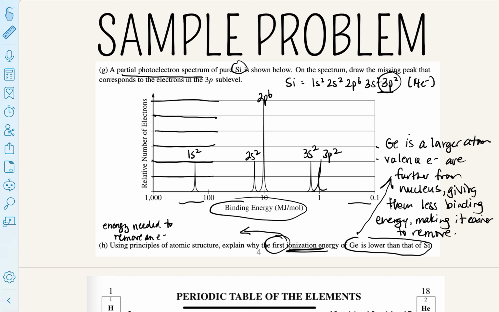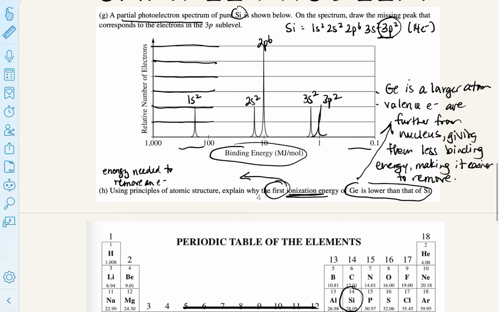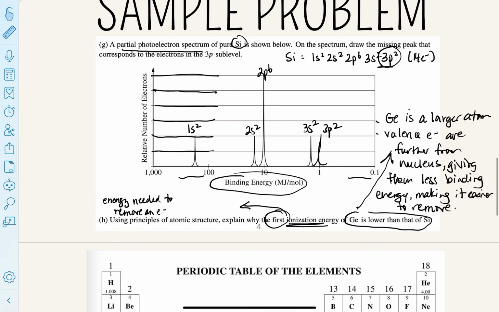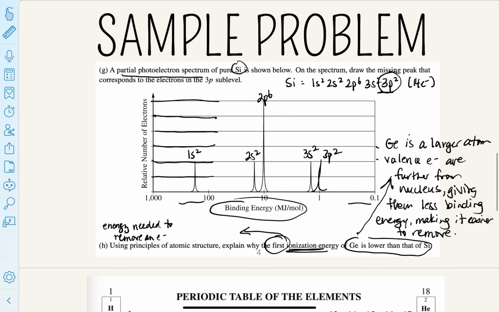Okay, and you can word that a little better and look at the answer key on the College Board website to get the wording a little nicer, but hopefully that gives you the idea. And I hope this quick review lesson will help you review how to read a PES graph and to determine different parts of atomic structure that you can determine by looking at this graph.